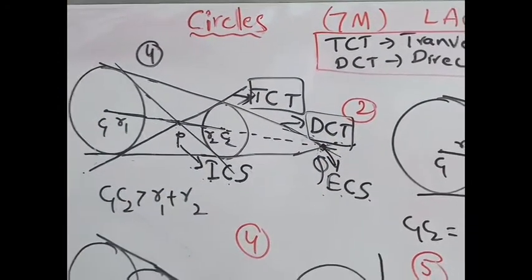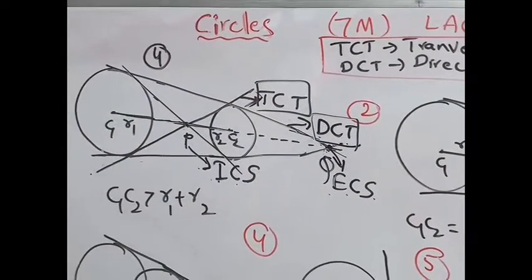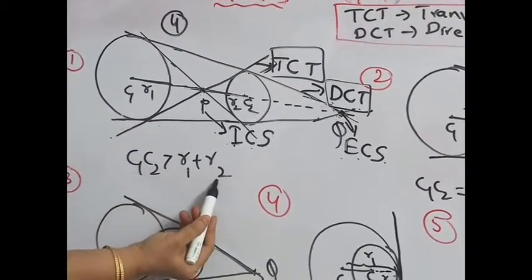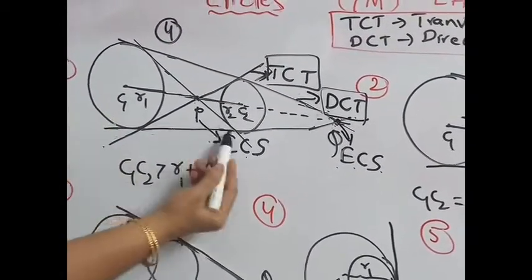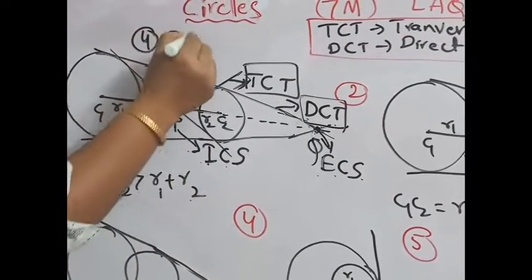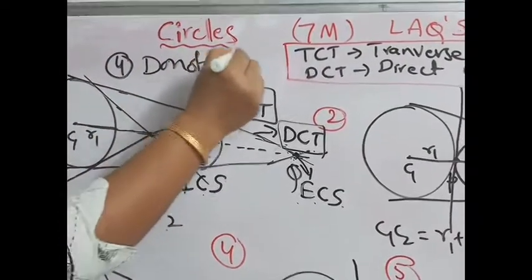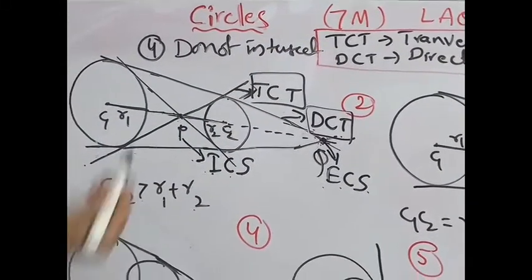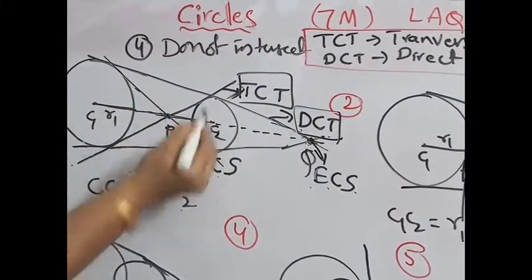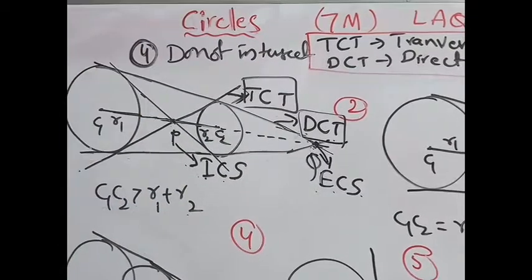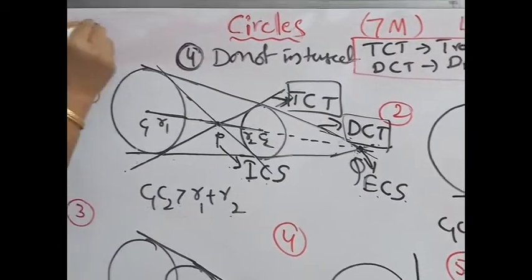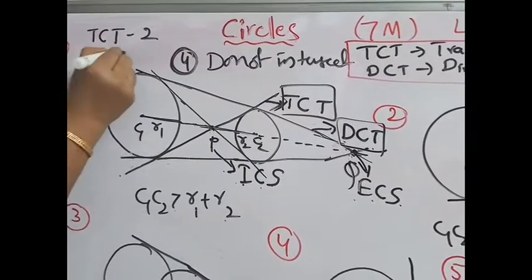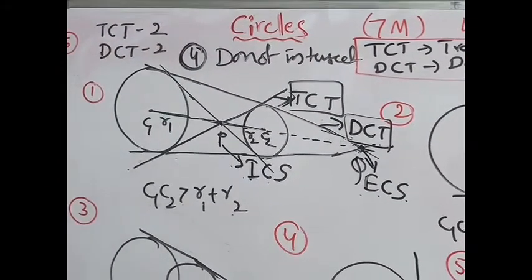So, let us discuss some relative positions again. First condition: if C1C2 is greater than R1 plus R2, then two circles do not intersect each other. In this case, how many common tangents do we have? 2 plus 2, 4 common tangents. How many transverse common tangents? 2. How many direct common tangents? 2. This you have to remember.